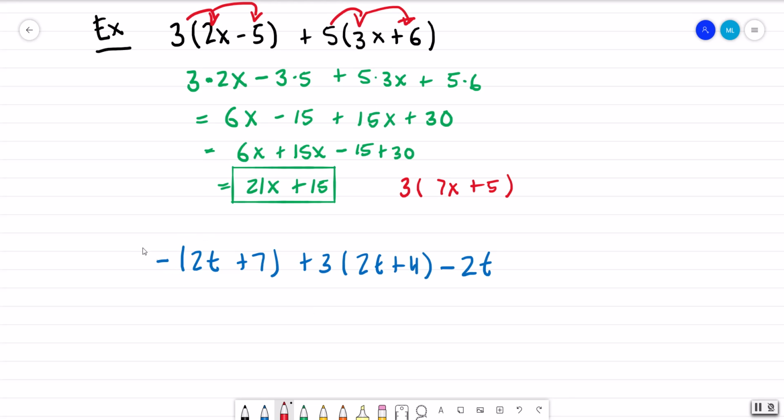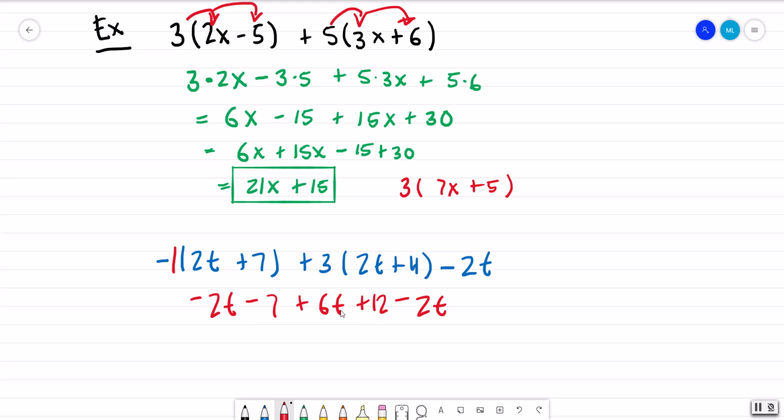Okay, so this is a little bit of a you-try. Hopefully you got the right answer. Now notice that in a way this is actually negative 1, so it's like there's an implied negative 1. So essentially you just need to distribute the negative 1 over the addition. So that's going to be minus 2t minus 7, plus 6t plus 12, minus 2t.